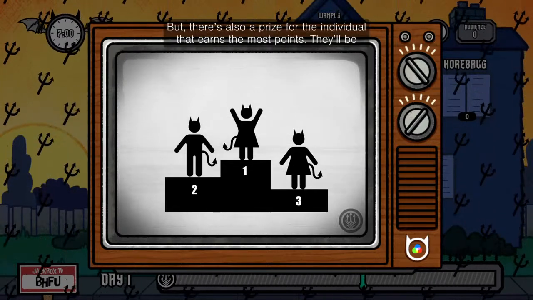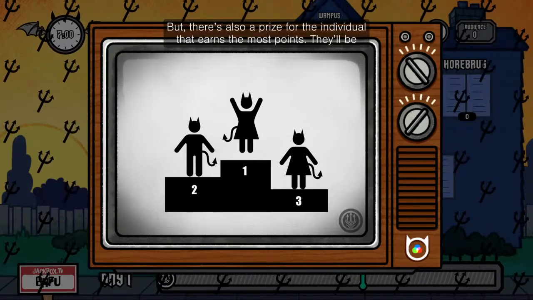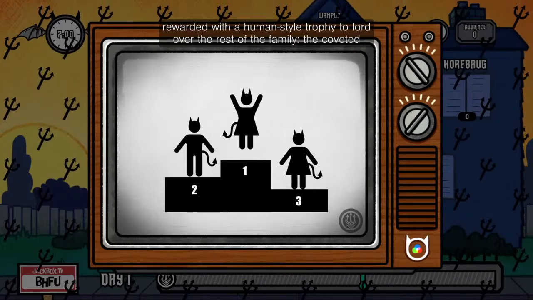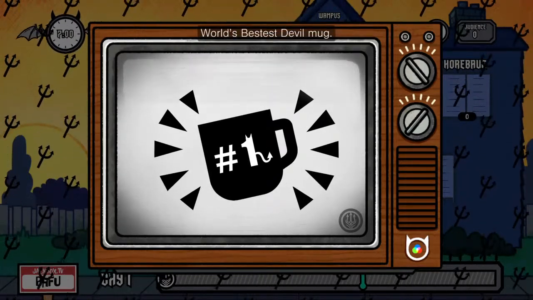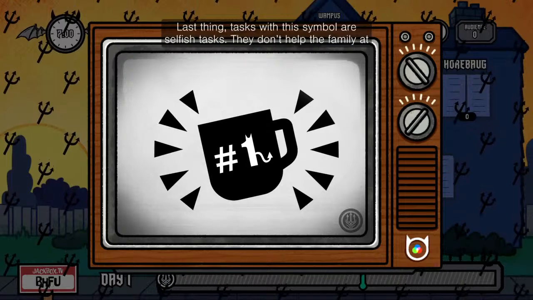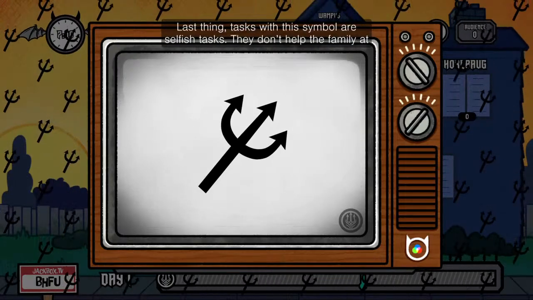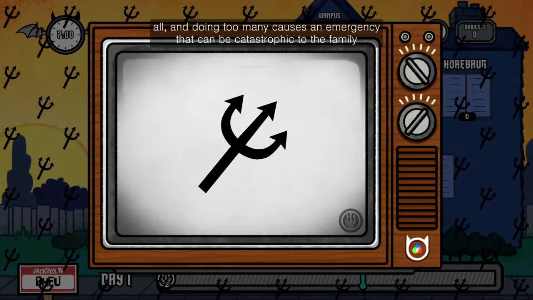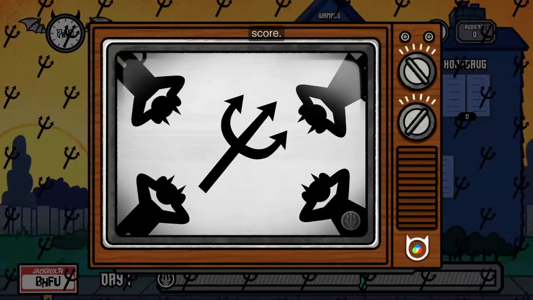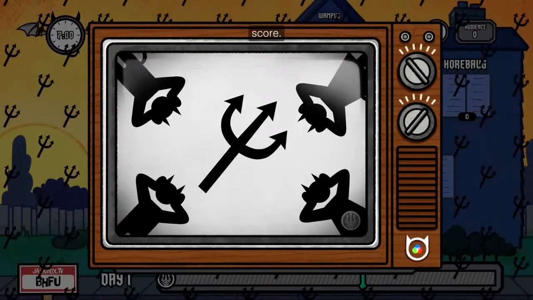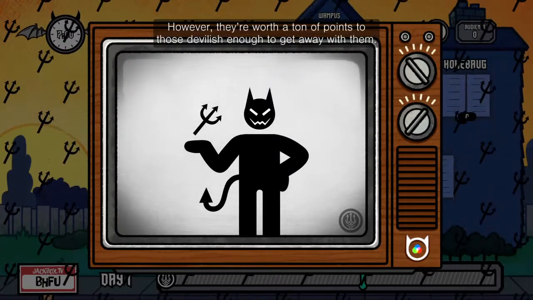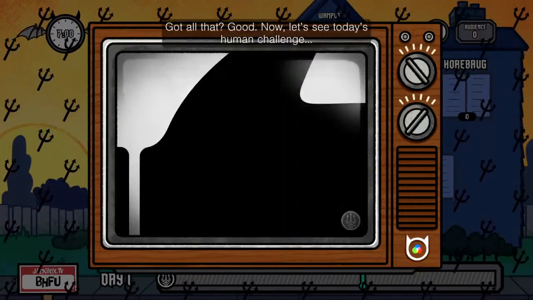But there's also a prize for the individual that earns the most points. They'll be rewarded with a human-style trophy to lord over the rest of the family, the coveted World's Bestest Devil Mug. Last thing, tasks with this symbol are selfish tasks. They don't help the family at all, and doing too many causes an emergency that can be catastrophic to the family score. However, they're worth a ton of points to those devilish enough to get away with them. Just saying. Got all that?